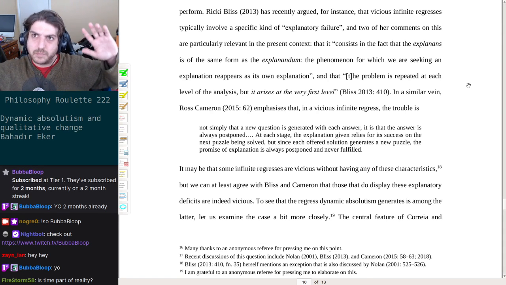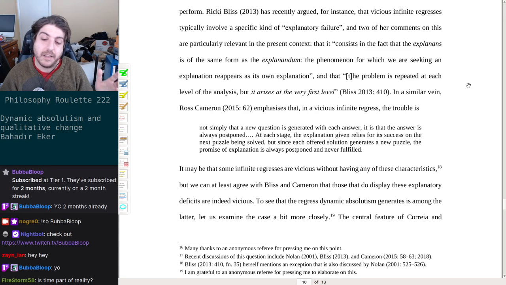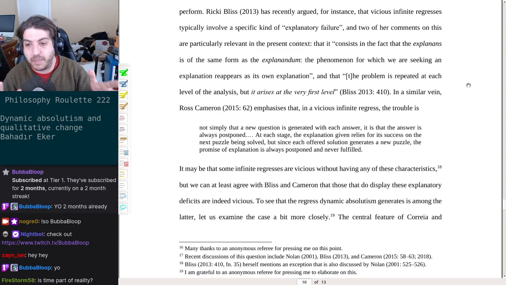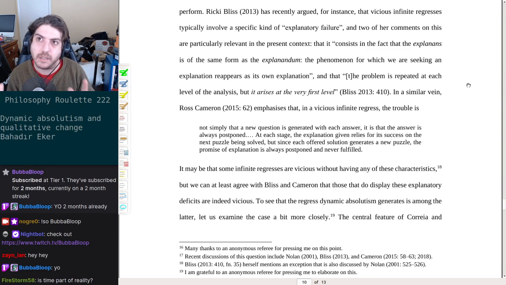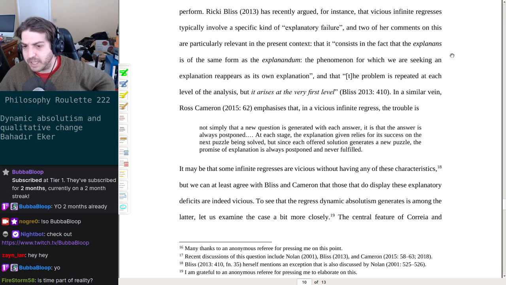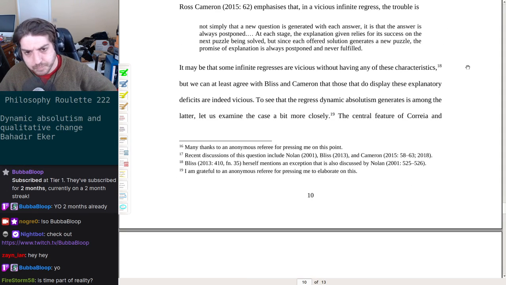Okay, so what exactly is the problem with vicious regresses? Maybe in math it's a certain thing, but if you're trying to describe the world, the way time is, then you've got a problem if you never can solve your infinite regress, because we can't think of the solution at that point. And so I guess there's two ways to say it. There's either always a new puzzle, or you're never actually solving the problem. You're just sort of spinning your wheels. And that's kind of what Ricky Bliss, I think, is saying here.